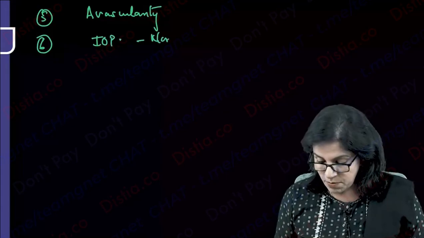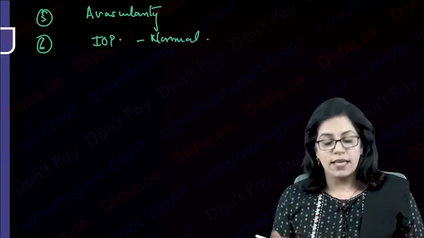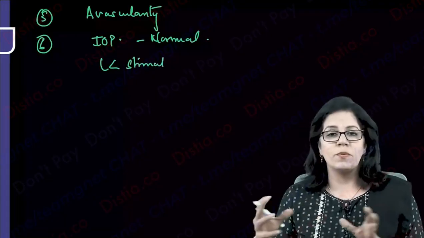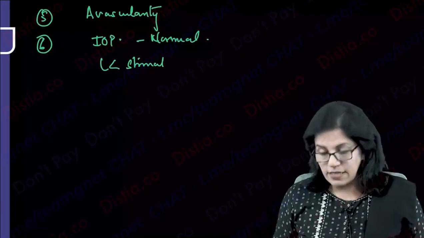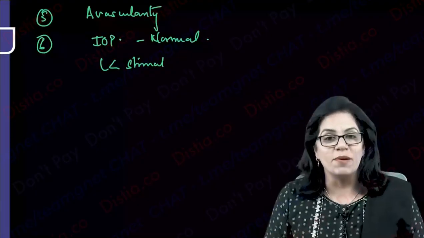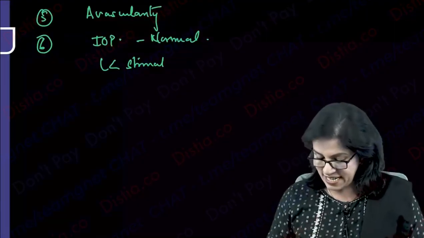Normal IOP is very important. Otherwise, it should be less than the basic stromal pressure, of course quite less. It should be between 10 to 21. But any pressure of more than stromal pressure can lead to epithelial edema. We have discussed this, so I'm not taking it again.